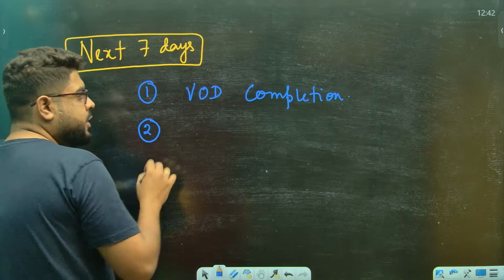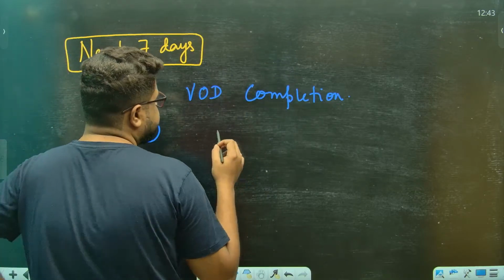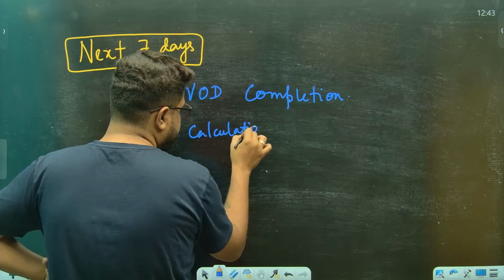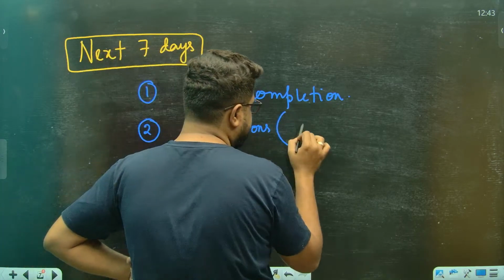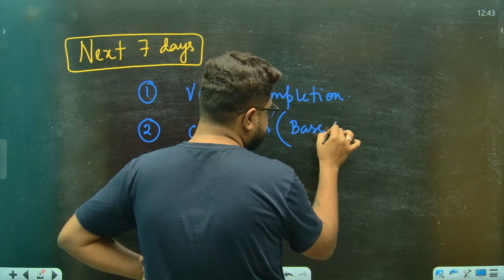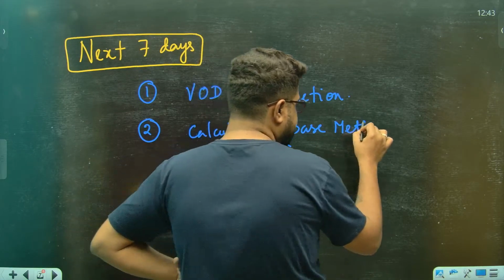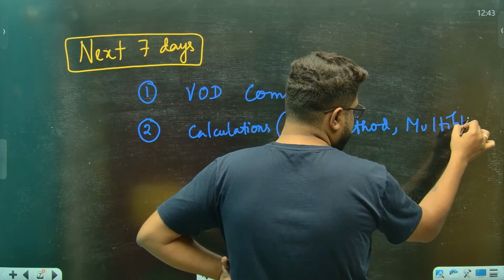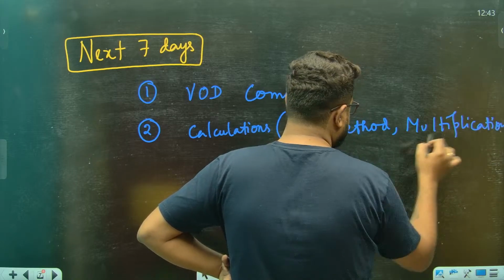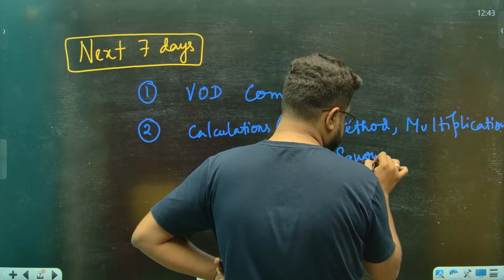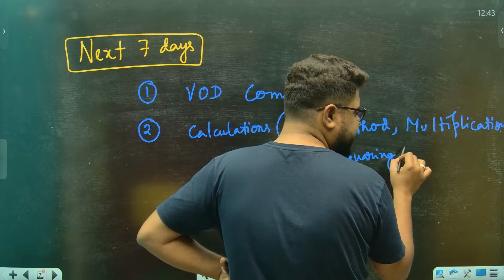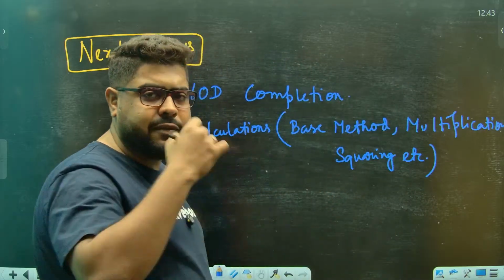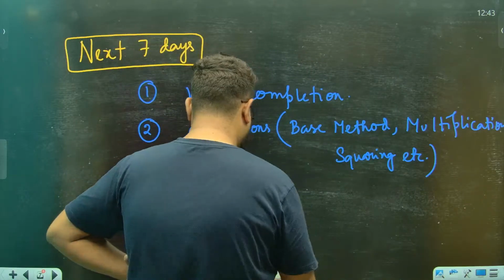Second will be what, sir? VOD completion हो गया, sir. Second में क्या आएगा, sir? Second will be focus more on calculations. Calculations में generally I say base method को अच्छे से सीख लो, sir. Base method, multiplications, squaring is very important. Okay, and basic methods, just go through these. The regular calculations, into 5, divided by 5, 11 वगैरह का जो calculations होते हैं.